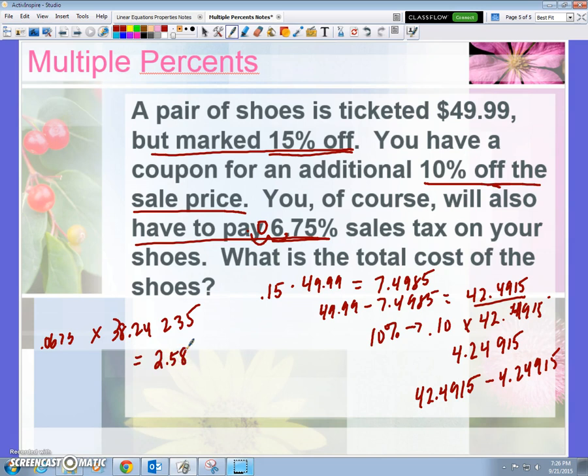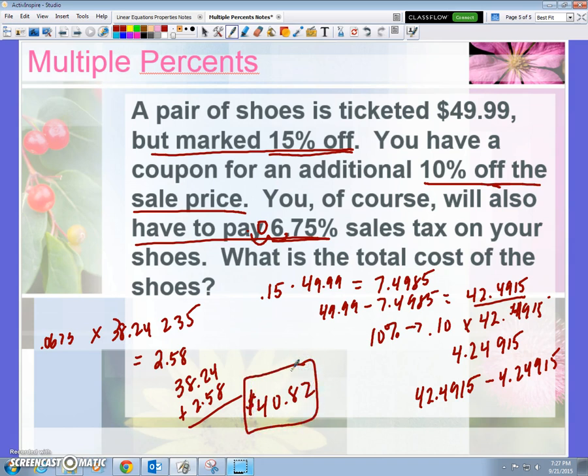And that's going to be on top of my bill. So really I have my $38.24 after all my discounts, but I have to pay my tax of $2.58 on top of that. So when it's all said and done, my total bill will be $40.82.